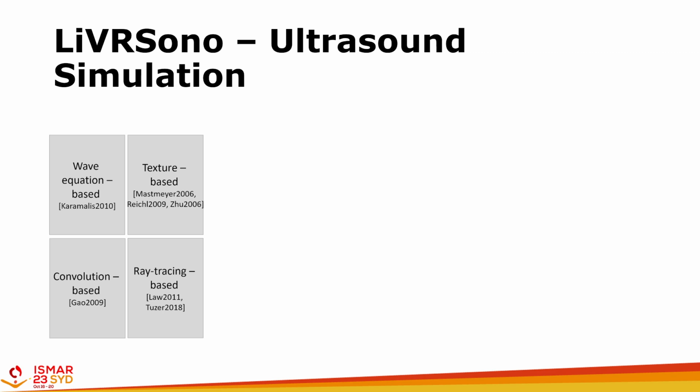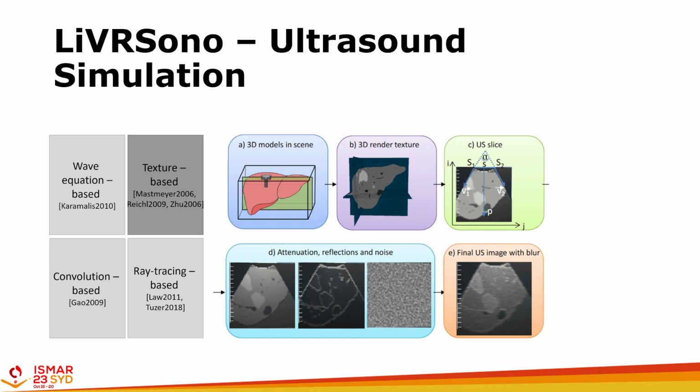There are different methods, and we decided on using a texture-based approach. The advantage of this is that it's quite fast, which is necessary for real-time simulation in a VR application. For the simulation, we already got the segmented 3D models from the surgeons, and we used them to create a 3D render texture. This has to be done once per liver case and is not possible in real time. Then we used different shaders to create the ultrasound-specific image section, to add artifacts and physical effects, and then we got this resulting ultrasound image.